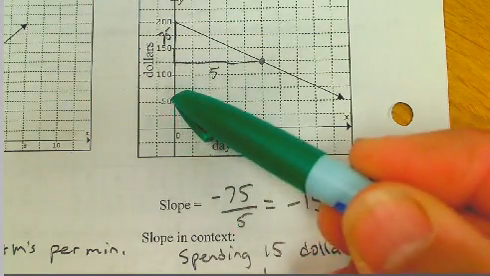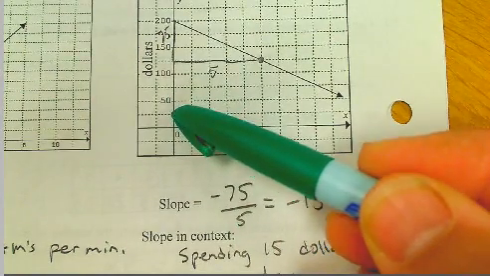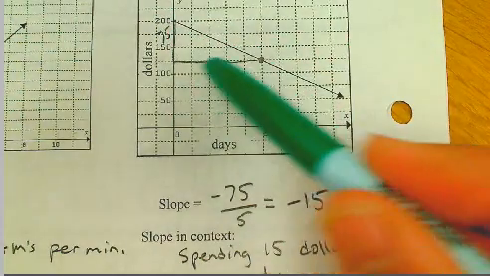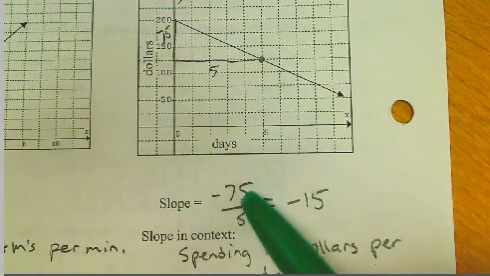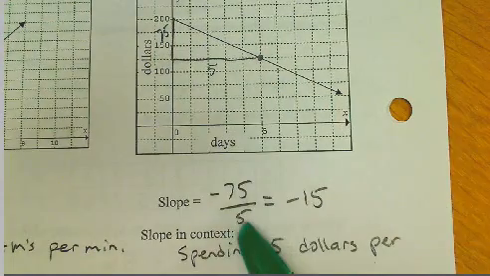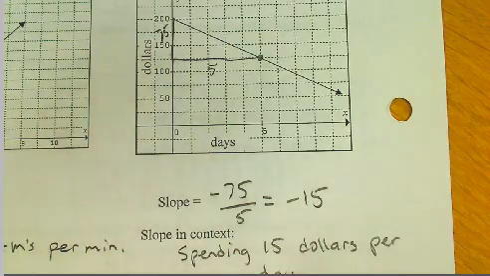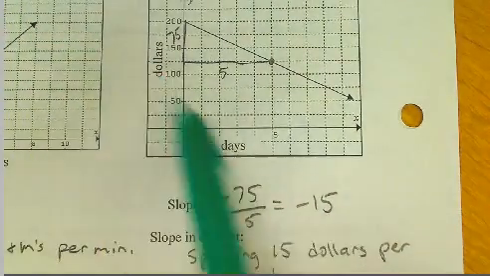If that's 50 to here, so halfway would be 25. So these are going by 25, so that's why it's 75. 5 across there, so it's negative 75 because it's going downhill. Divided by 5 is negative 15, spending $15 per day.